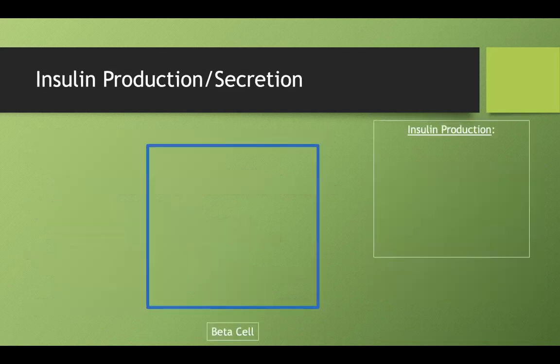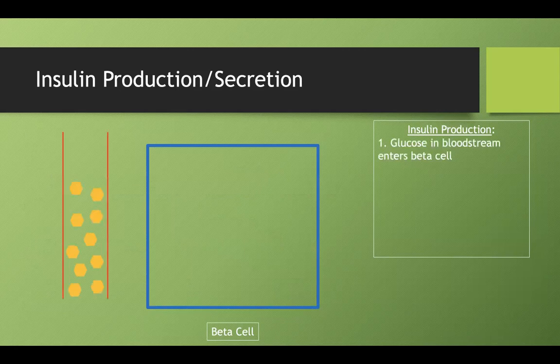So here I've shown you a beta cell, and we're going to talk about how insulin gets produced and secreted into our bloodstream. The first thing that's going to happen is that glucose that's in the bloodstream can enter the beta cell. Once in the beta cell, this glucose is converted into ATP, just like any other cell could. And this ATP is going to act on a potassium channel.